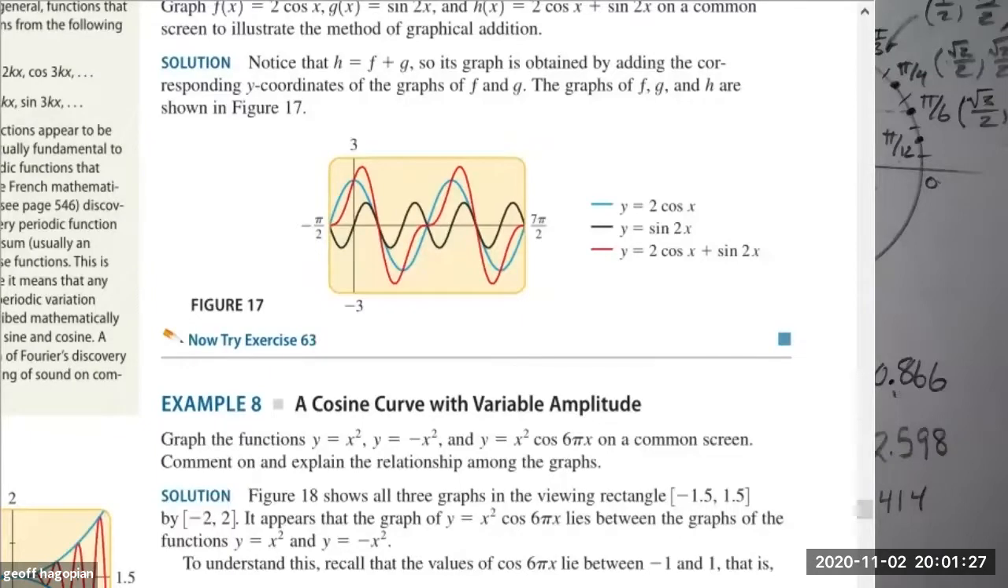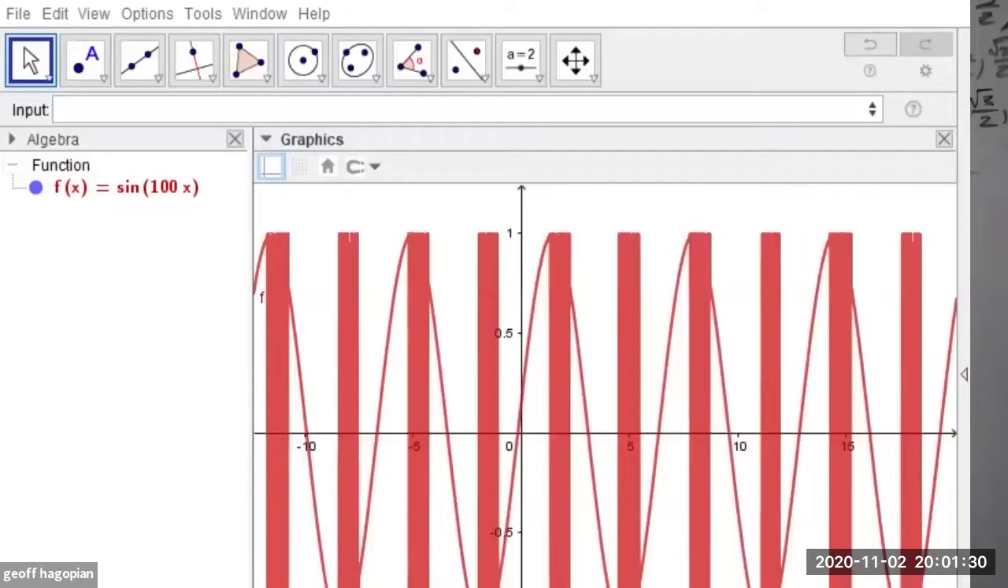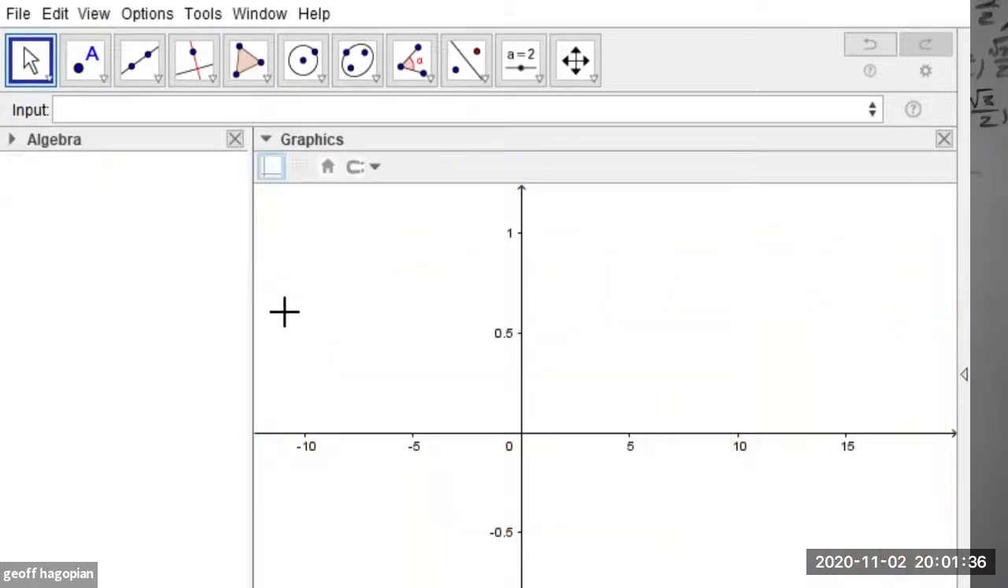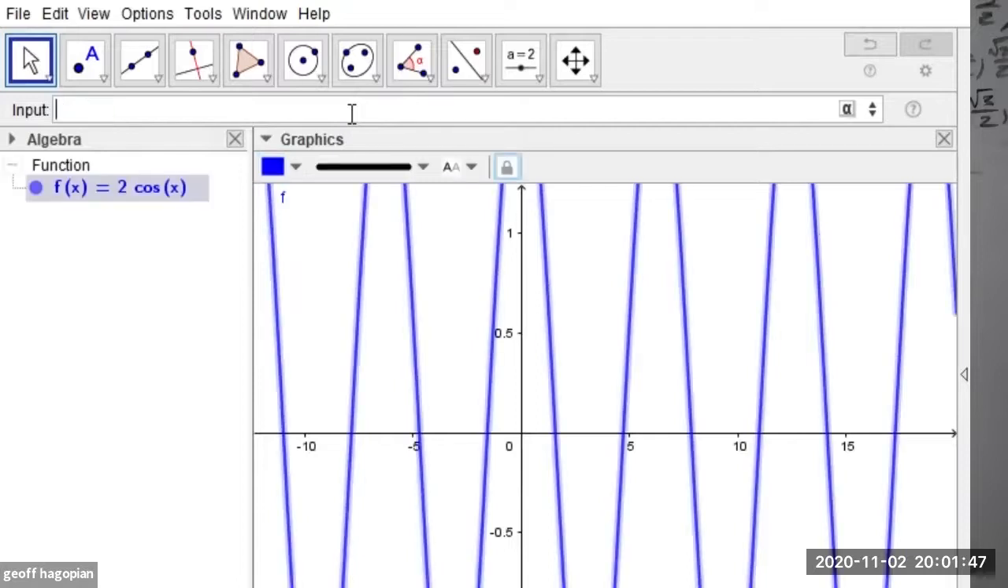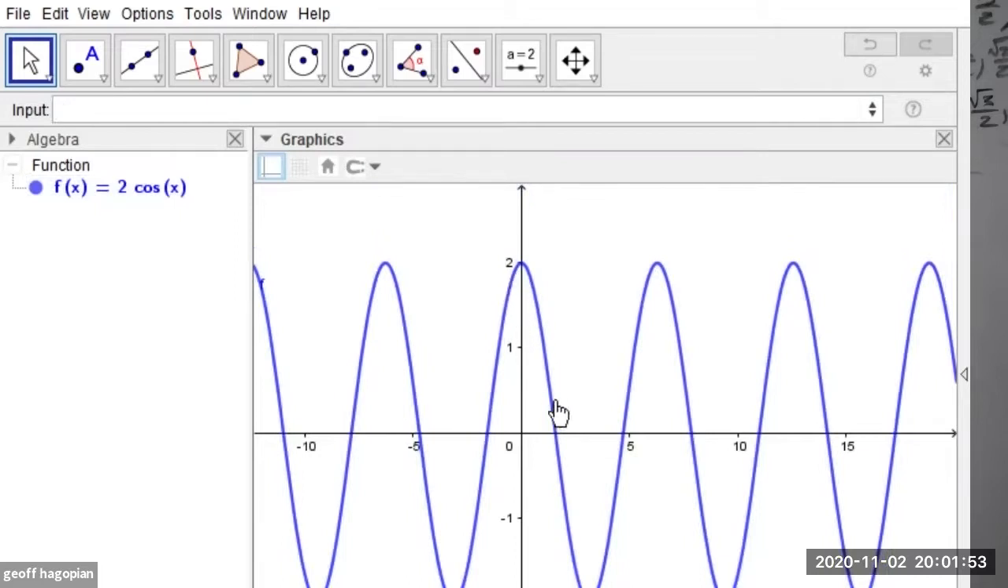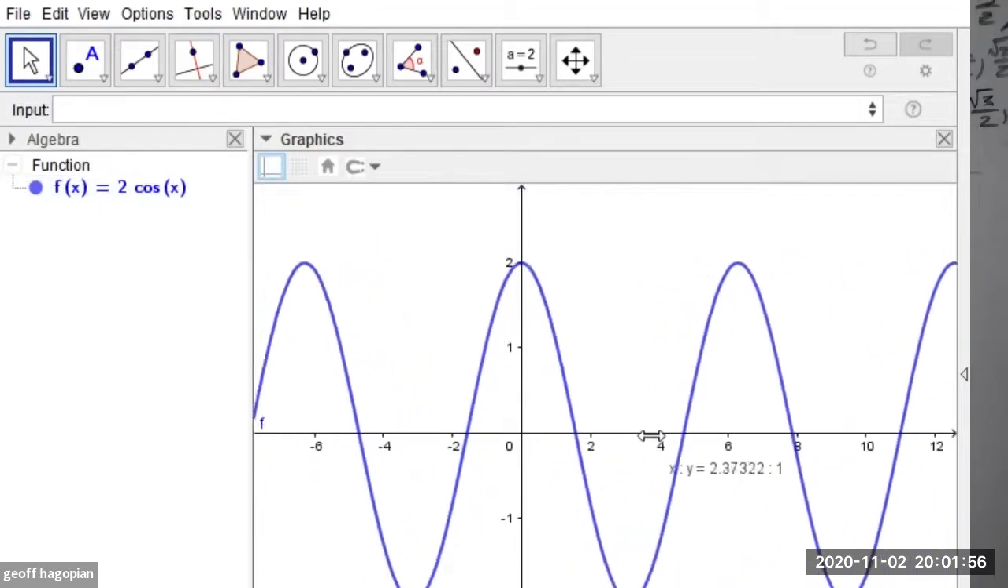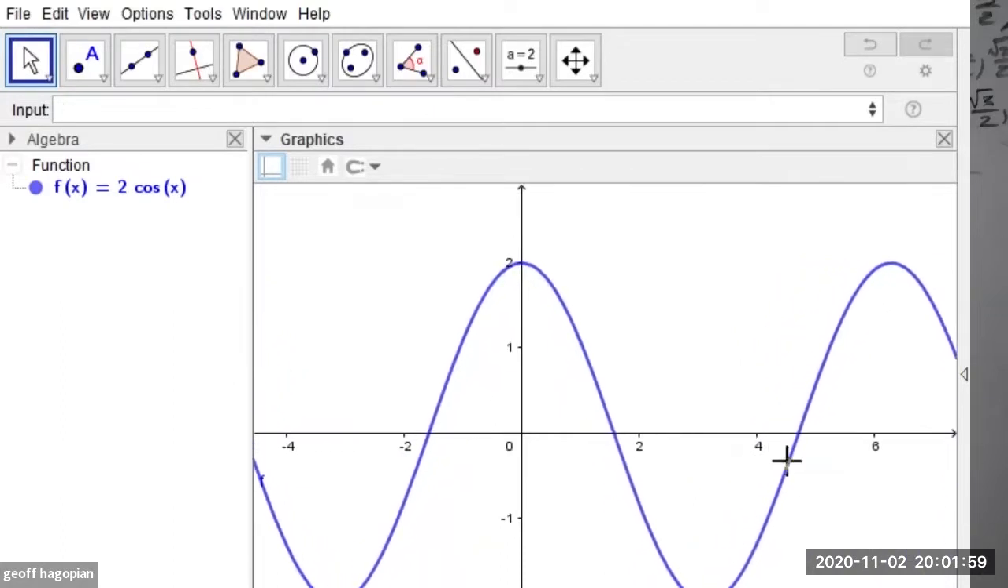So not Sumatra. I want GeoGebra. Okay, and let's delete this guy and put in our function. Well, let's put in the two pieces. So we have 2 cosine x. Does that look like the right thing? Yeah, amplitude 2, wavelength 2 pi. Right, so right here we're from peak to peak, a little bit more than 6.28, yeah.